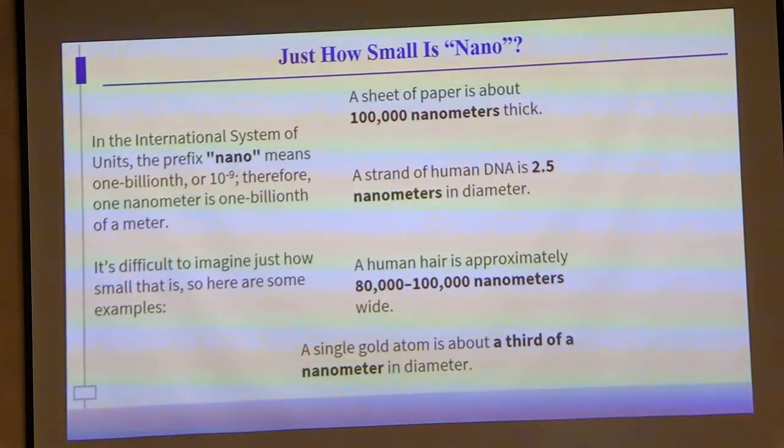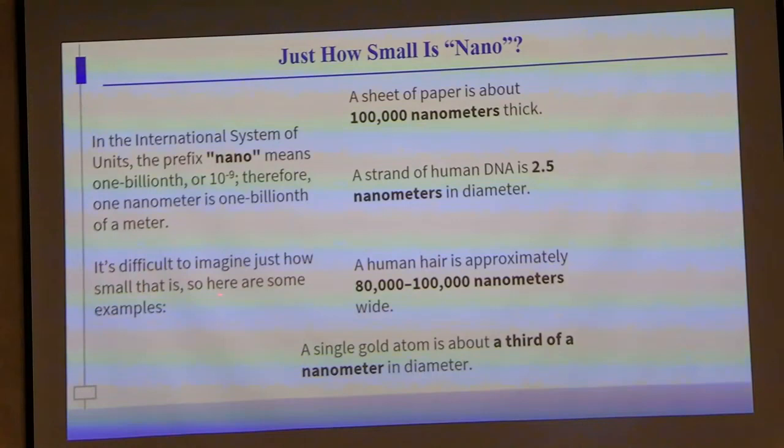And if you compare with some other things, a standard paper sheet is around 100,000 nanometer thick. And a DNA is 2.5 nanometer thick, and human hair can be around 80,000 nanometer in size. And a single gold atom, I'm talking about a single gold atom, that is 1/3 of 1 nanometer. We are talking about here 1 atom.